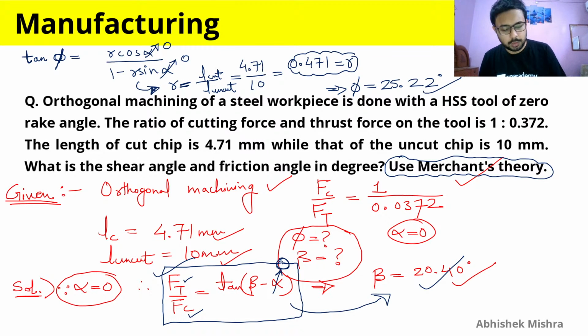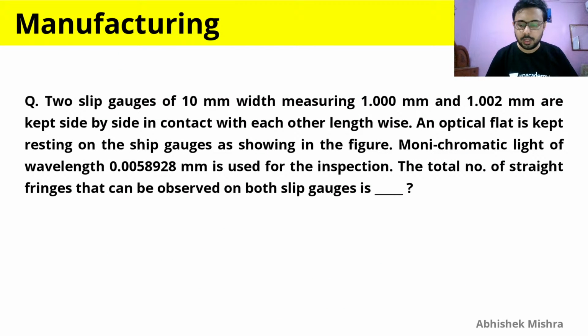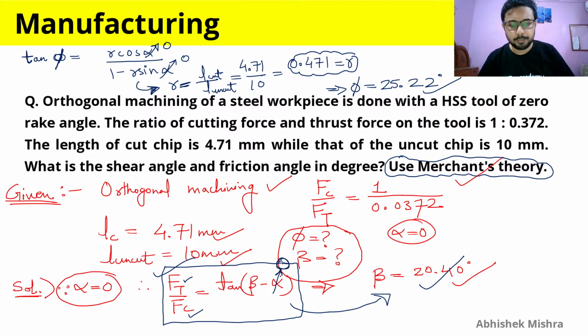So the main motive of this question is to make sure that you understand when to use Merchant theory and when not to use it, and don't just blindly use Merchant theory, because that is not the right approach to solve any question in machining. And also use this formula, tan beta minus alpha is equal to Ft by Fc. Just remember it by heart, because I think it is one of the most important formulas if you want to do questions in a quick manner.